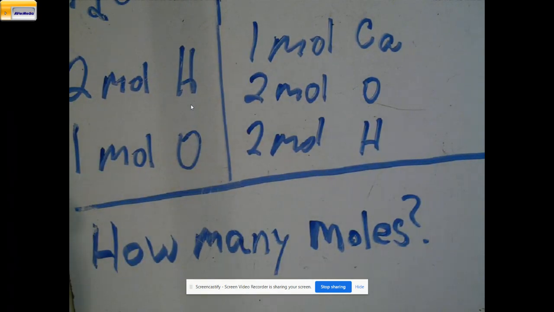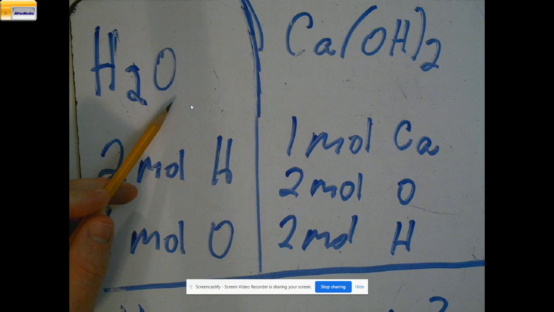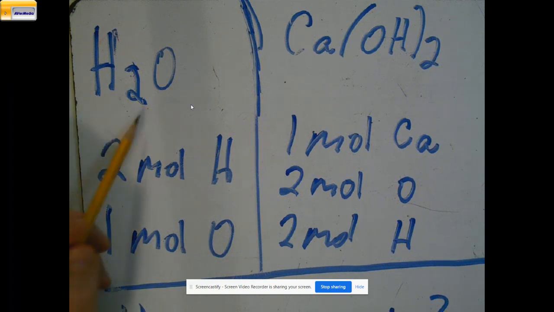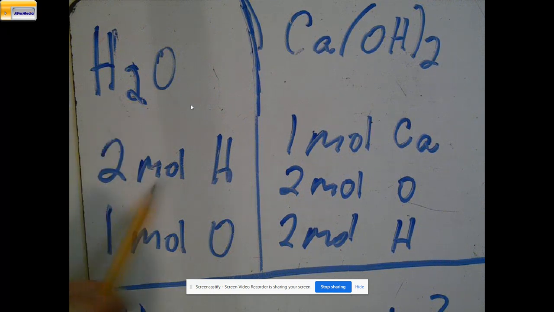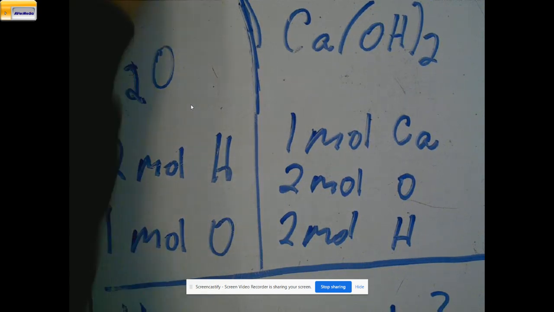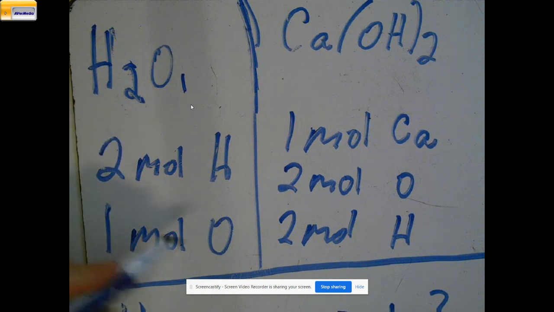So, right here, how many moles of each one do you have? For water, when it's H2O, how many moles of hydrogen do you have? How many moles of oxygen do you have? You've got to keep in mind that this bottom number, the subscript number, tells you how many moles of each one you have. So, you have 2 moles of hydrogen. And when there is a blank here, it's implied that there's just one. So, you've got to know that. So, there's also 1 mole of oxygen.